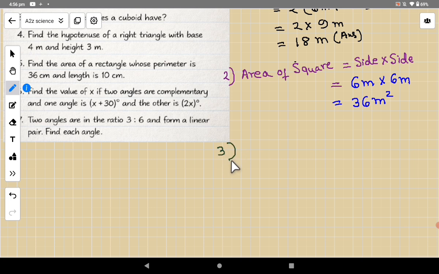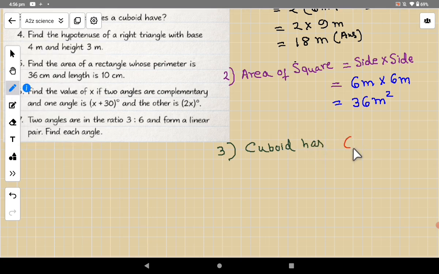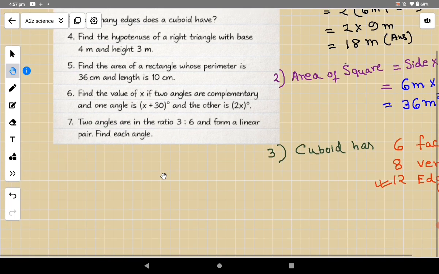See, this is a conceptual question. Remember this trick. A cuboid has 6 faces, 8 vertices and 12 edges. So the answer will be 12 edges. You just need to write a cuboid has 12 edges.